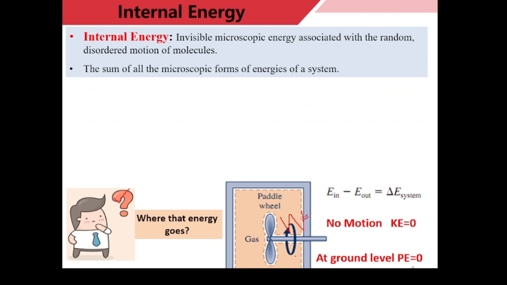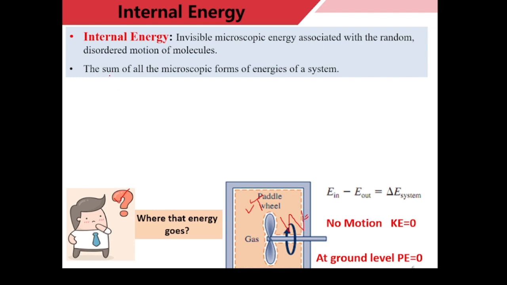In order to measure that energy, scientists have developed the concept of internal energy. Maybe it has increased its temperature or added some heat at the microscopic level, as we studied in the second slide about the microscopic forms of energy. That is basically called internal energy. The invisible microscopic energy associated with the random disordered motion of the molecules is called internal energy. So this work has increased the internal energy.